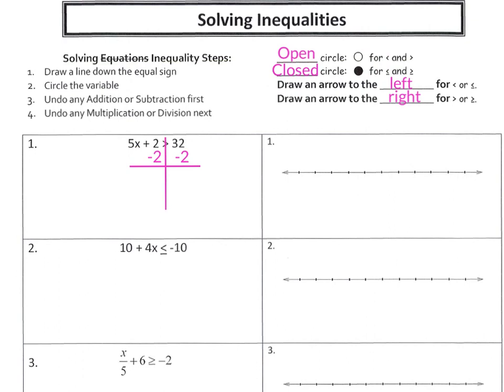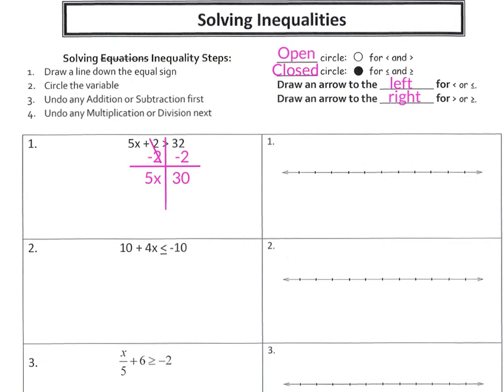And when we subtract 2 on the left-hand side, 2 minus 2 is 0, so those cancel out. And then we're left with just the 5x on the left side. On the right side, we have 32 minus 2. 32 minus 2 is 30, so then we're going to have a 30 on the right-hand side. We could bring down the inequality symbol if we wanted. I usually bring it back at the end, but if you wanted to bring it down at each step, you could do that as well.